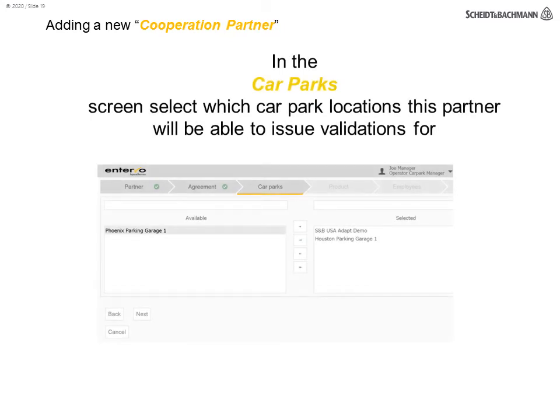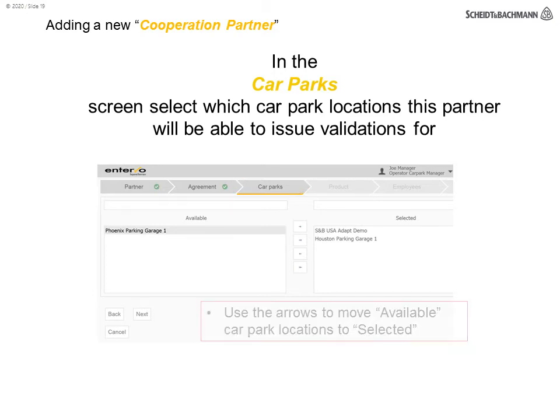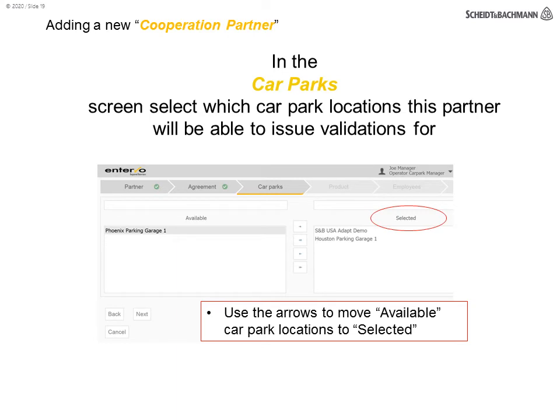From the car park screen, we'll select which car park locations this partner will be able to issue validations for. Use the arrows in the center to move car park locations from available to the selected screen on the right. Everything on the right is what this cooperation partner will be able to issue validations for.